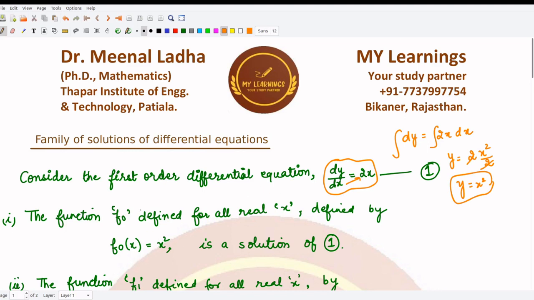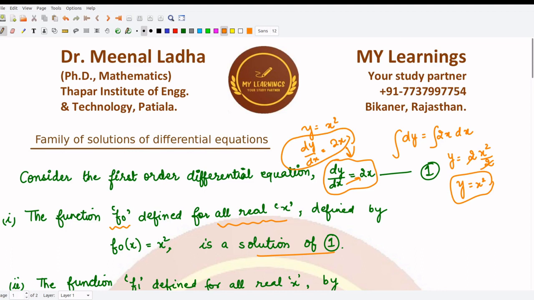So we say this function f0, which is defined for all real values of x by x square, is a solution of equation 1. Why? Because when your function is y is equal to x square and you take its first derivative, you would get 2x, right? This is nothing but your differential equation. So it satisfies your differential equation, right?